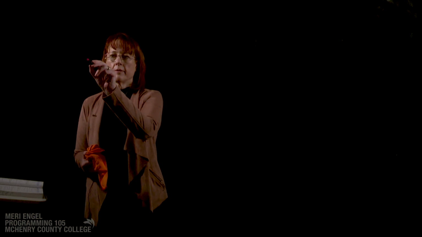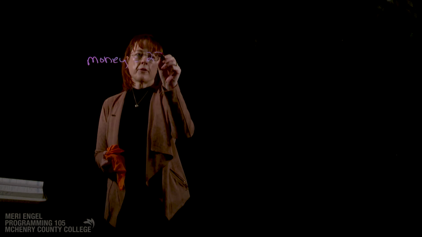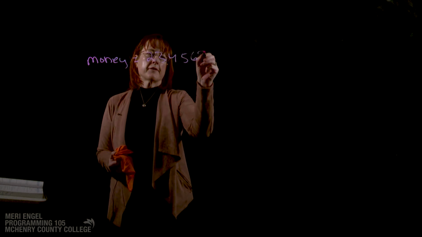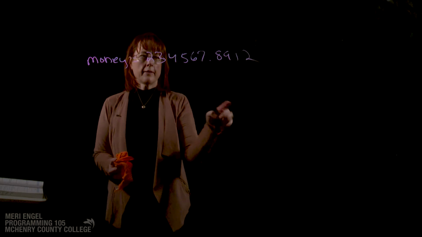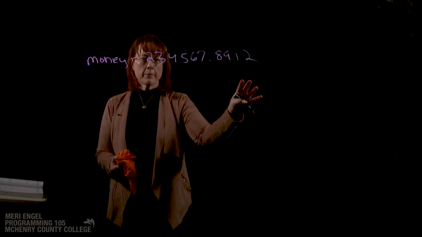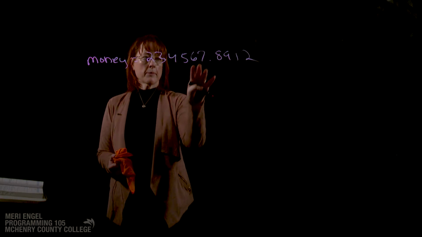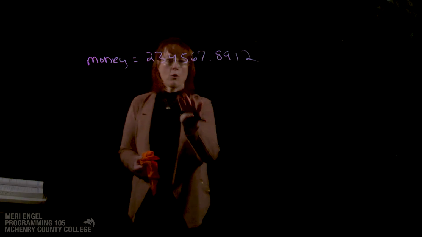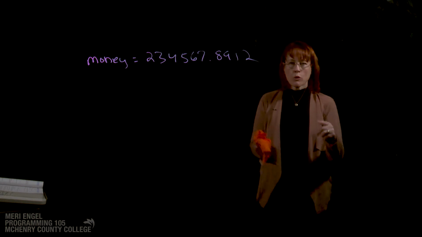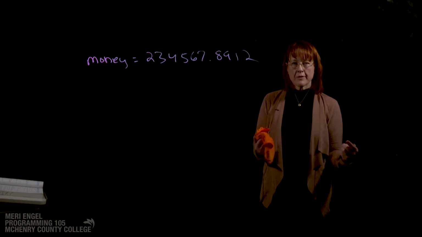We're often going to need to do complicated formatting for numbers. Let's say that we have a very large dollar value. So we're going to say money equals 234567.8912. Okay, this is not very readable. It is a valid number. That is a float. This is an unformatted number. When we display it, we're going to want to format it so it looks nice on screen.